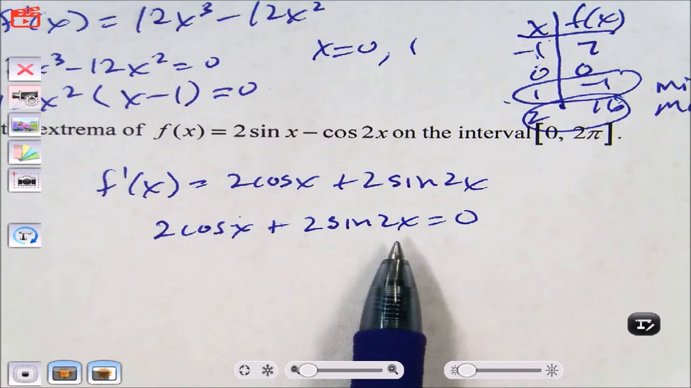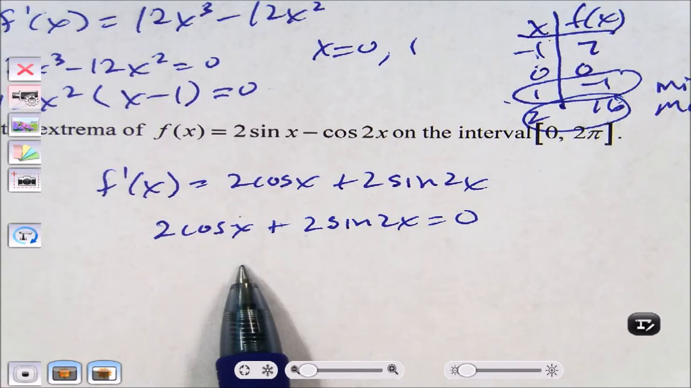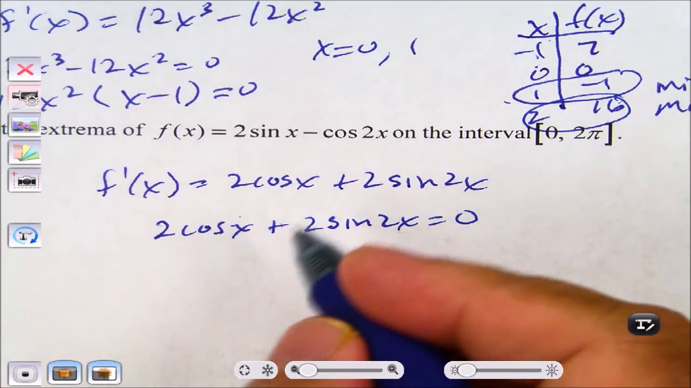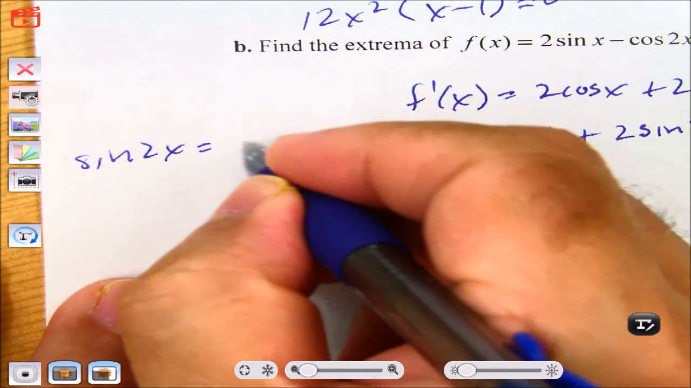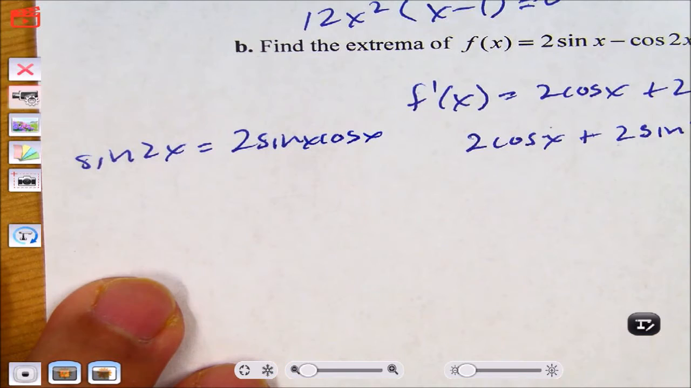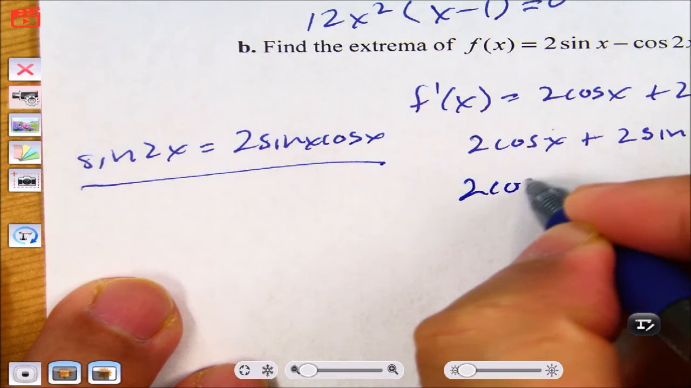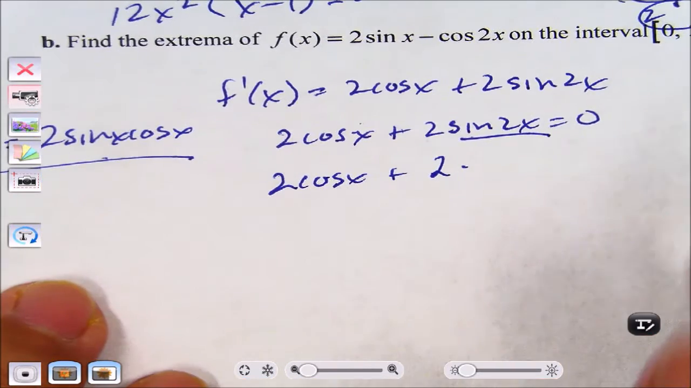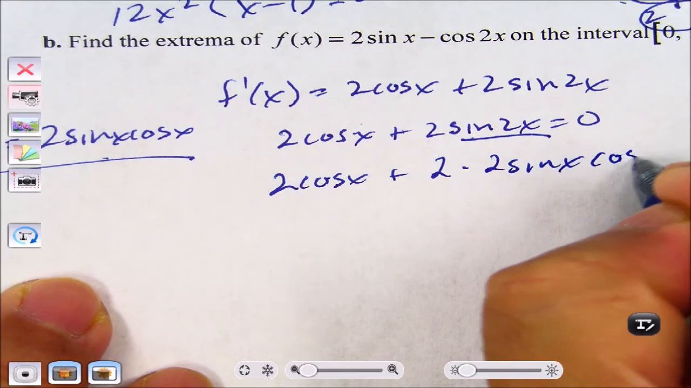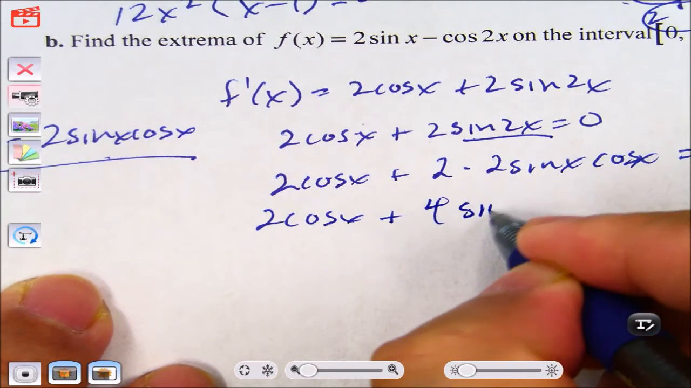Okay, so here's the deal. I have a double angle here. And over here, I have a single angle. Those don't mix. It's easier to change the double angle to a single angle. The double angle formula for sine is, so I'm going to put that over here. So if I have sine 2x, that's the same thing as 2 sine x cosine x. This is a very commonly used rule. You've got to know that rule. So it's 2 cosine x plus 2 times, and I'm replacing the sine 2x with that, 2 sine x cosine x, equals 0. So that gives me 2 cosine x plus 4 sine x cosine x.